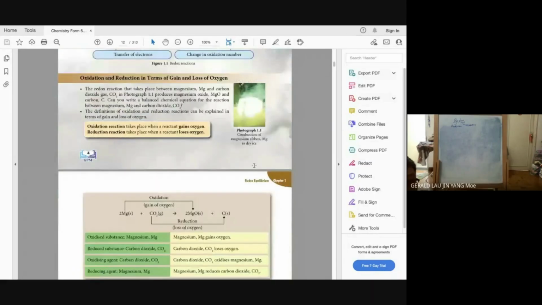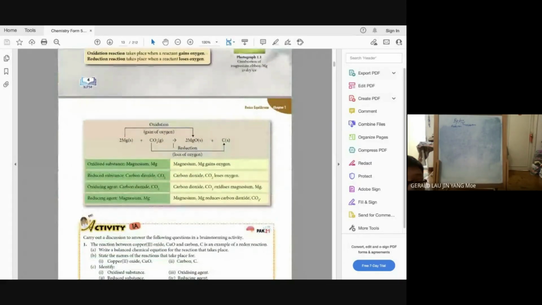Okay, so here we have an example: magnesium with carbon dioxide. So you see, after the reaction, magnesium gains the oxygen, and carbon dioxide loses the oxygen. So magnesium undergoes oxidation, it is the oxidized substance, and carbon dioxide is the reduced substance, which undergoes reduction.